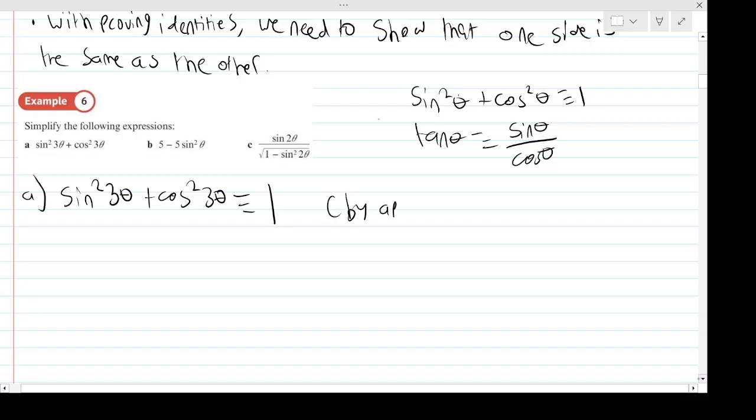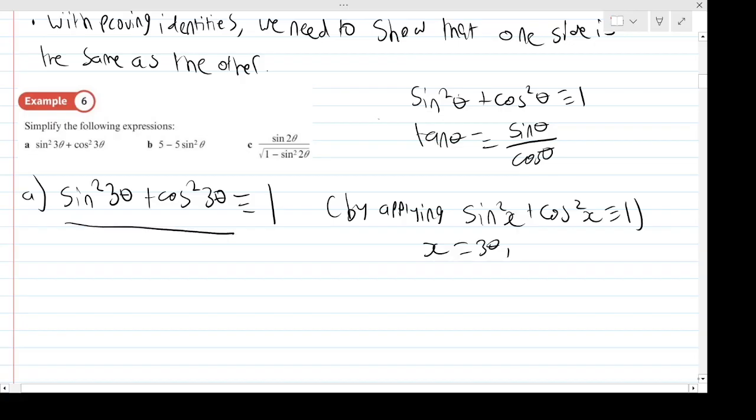I could say sine squared x plus cos squared x, and then if x is 3 theta, we would get sine squared 3 theta plus cos squared 3 theta gives me 1. So the whole idea with this particular question is, don't get thrown off. The angles look a bit different, but 3 theta is still an angle, right?